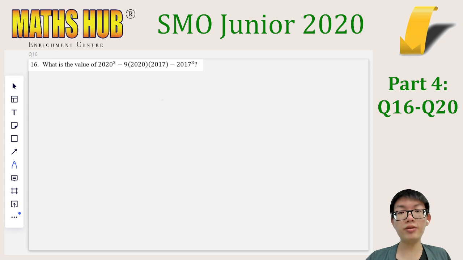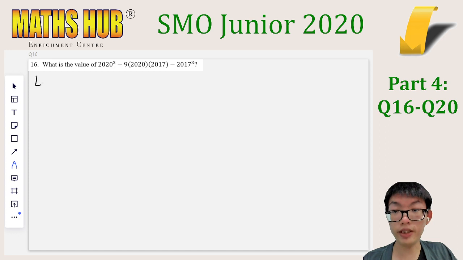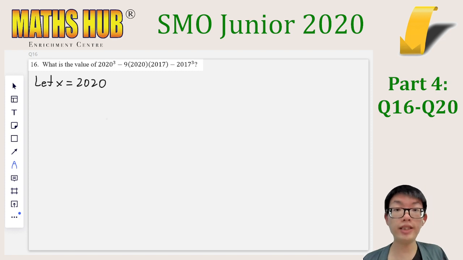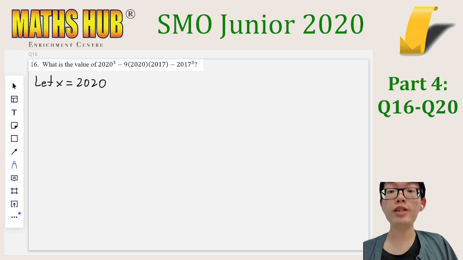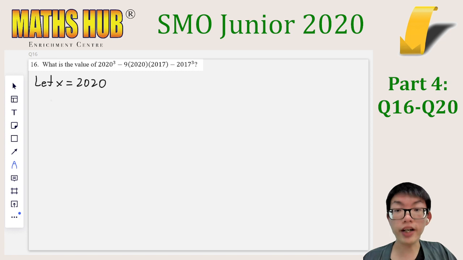So in order to get rid of this obfuscation, let's use a substitution and let x equal 2020. Now you could also choose to let x be 2017. I'm just using 2020 since that was the year when this was set. So if we let x equal 2020, the idea is that you can rewrite the entire expression in terms of x. 2020, you replace it by x. And 2017, don't leave it as it is, write it as x minus 3.